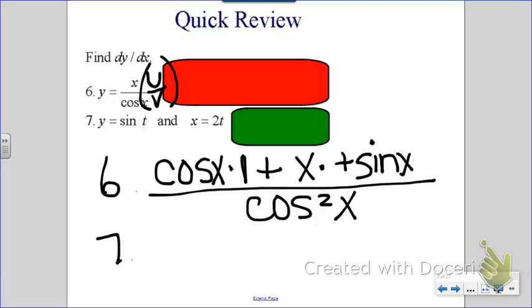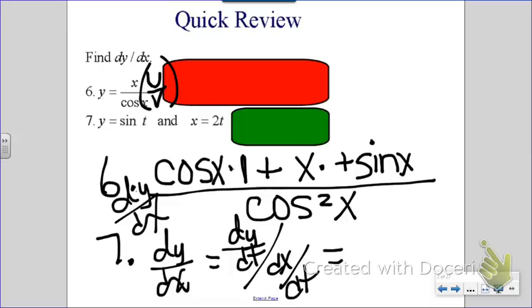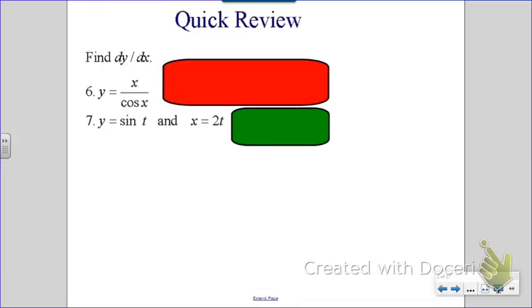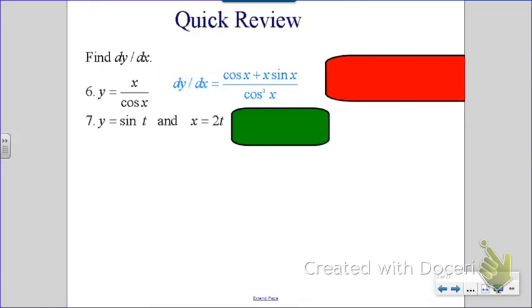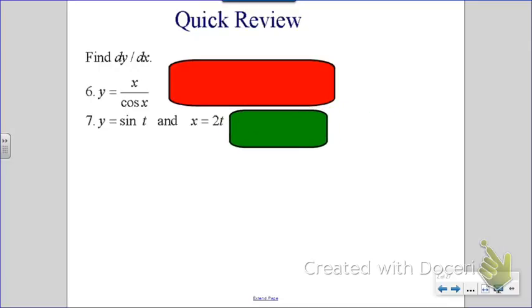Number 7. It's parametric, so dy dx equals dy dt over dx dt. Derivative of y is cosine. Derivative of x is 2. And that's it for those. Here's our first answer. There's our second answer. Please excuse the coughing during the video.